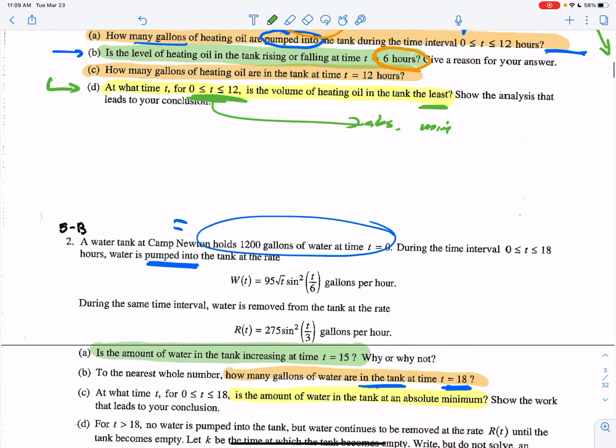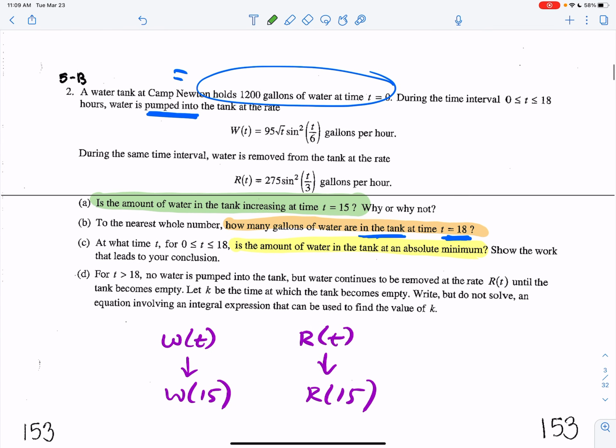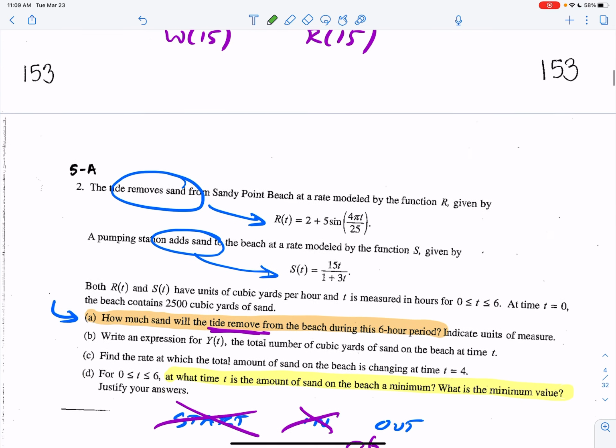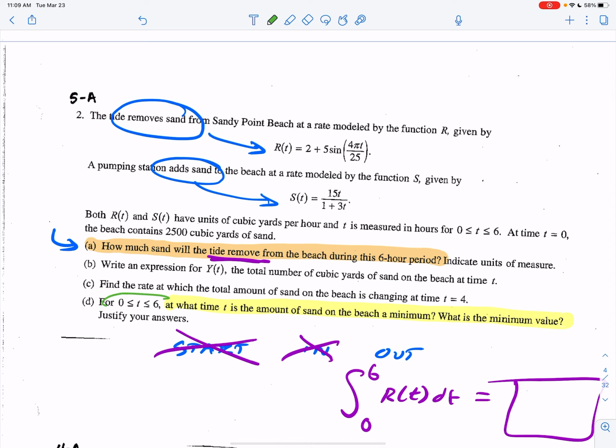All right. Let's do a couple more. This one is an absolute minimum because there's a closed bound. And that is a closed bound, so that's an absolute. So that should be enough for you guys to kind of tell which one's which, okay? Now, how do we actually do them? I'll show you right now.